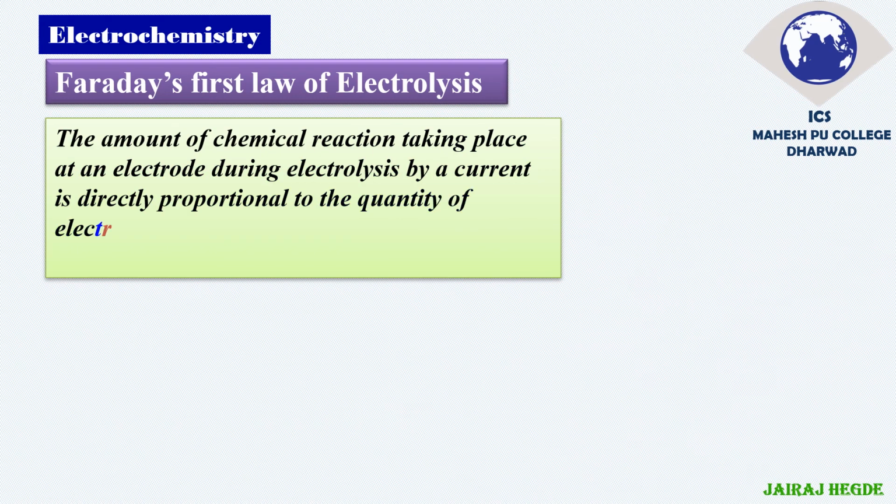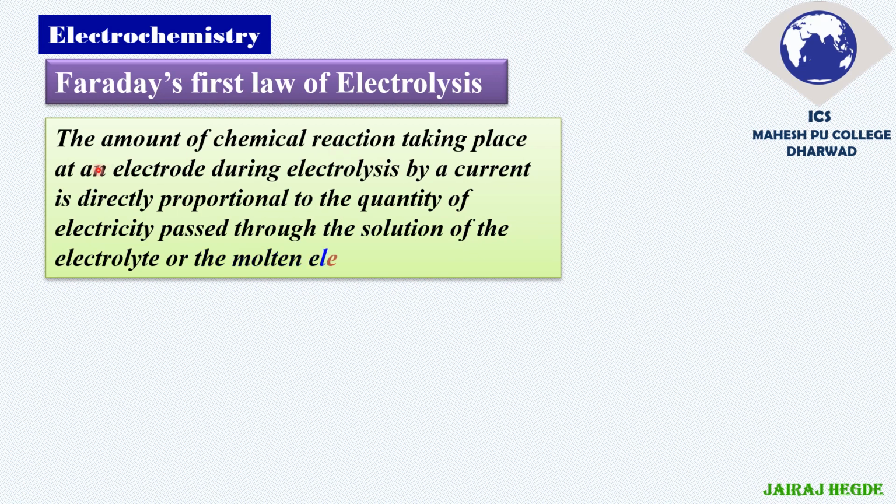The amount of chemical reaction taking place at an electrode during electrolysis by current is directly proportional to the quantity of electricity passed through the solution of electrolyte or molten electrolyte. If we want to simplify it, the amount of chemical reaction means the amount of gas liberated or the amount of metal deposited. Either it liberates as gas or it deposits as metal.